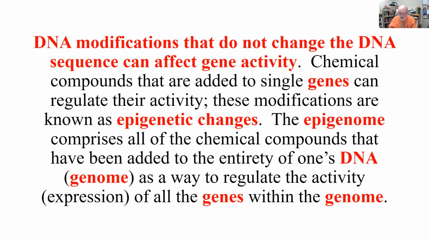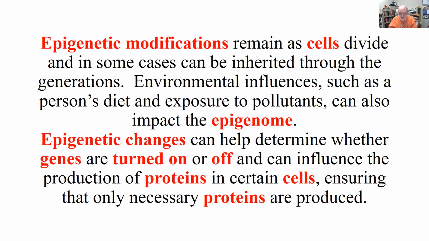The epigenome comprises all of the chemical compounds that have been added to the entirety of one's DNA, the genome, as a way to regulate the activity or the expression of all the genes within the genome. The chemical compounds of the epigenome are not part of the DNA sequence, but only are attached to DNA. Epigenetic modifications remain as cells divide, and in some cases can be inherited through the generations. Environmental influences, such as a person's diet and exposure to pollutants, can also impact the epigenome.